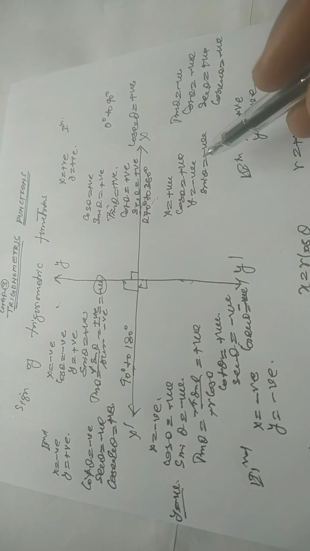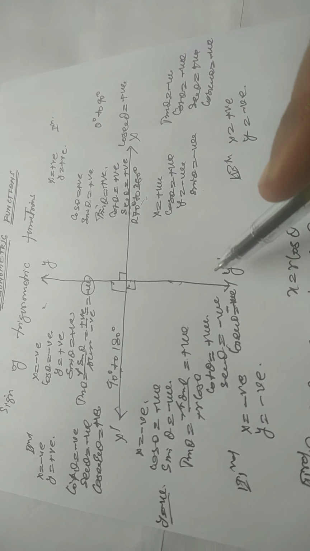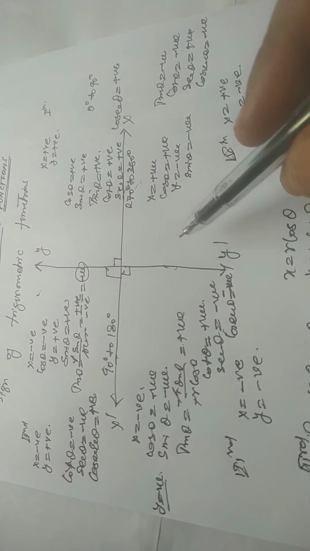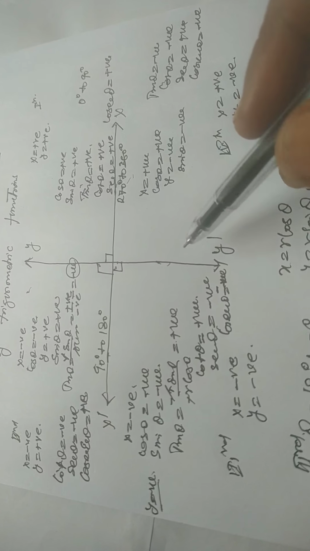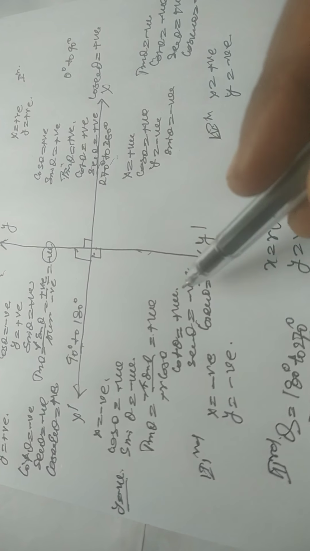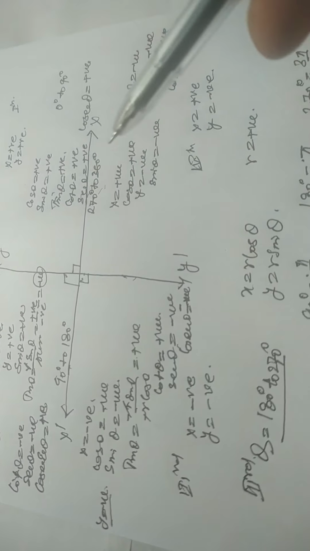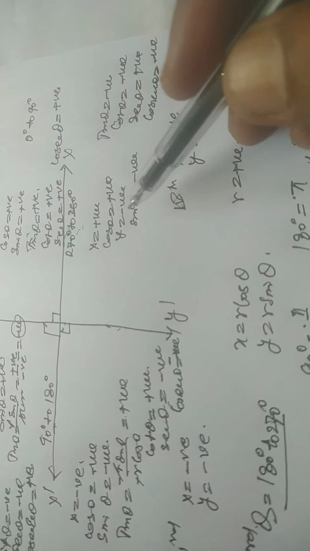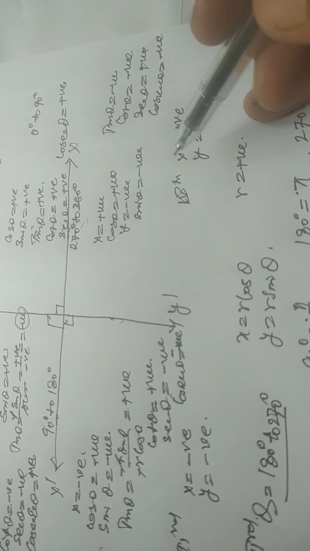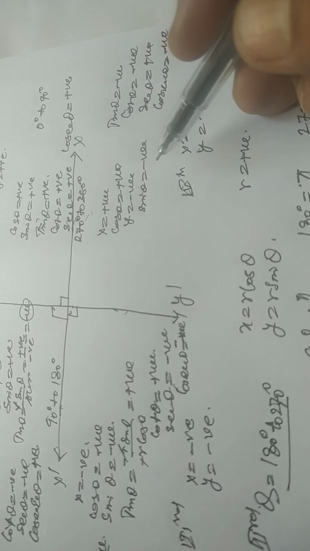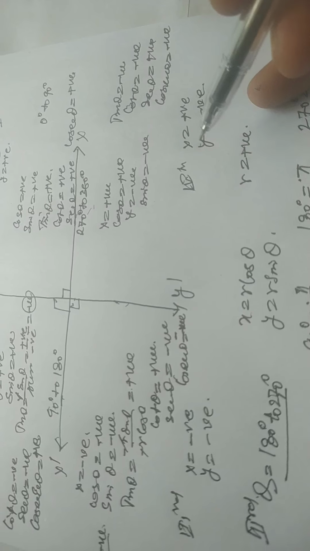That means in 0 to pi by 2, all are positive. Pi by 2 to pi, secant theta and cosec theta are negative. Pi to 3 pi by 2, tan theta and cot theta are positive. And then 3 pi by 2 to 2 pi, sin theta and cosec theta are negative.